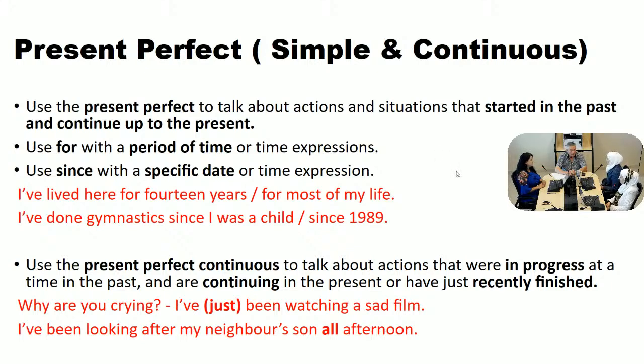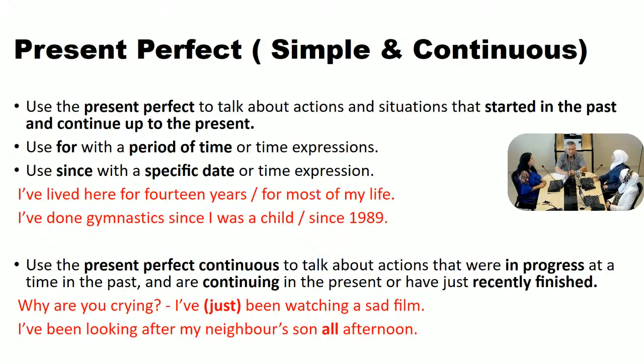The present perfect continuous is used to talk about actions that were in progress at a time in the past and are continuing in the present or have just recently finished. Why are you crying? I've just been watching a sad film. I've been looking after my neighbor's son all afternoon.